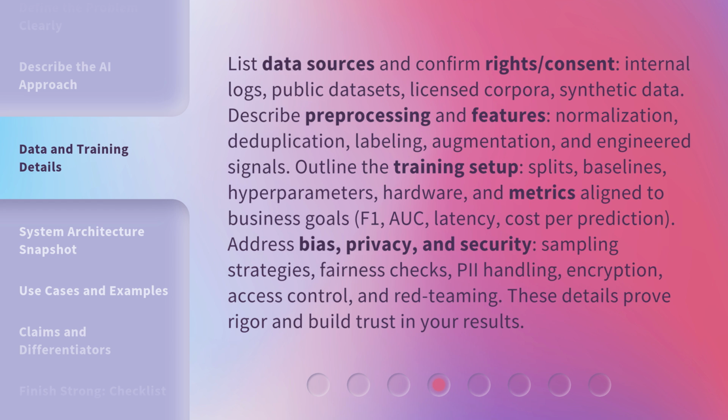Outline the training setup: splits, baselines, hyperparameters, hardware, and metrics aligned to business goals. F1, AUC, latency, cost per prediction. Address bias, privacy and security: sampling strategies, fairness checks, PII handling, encryption, access control, and red teaming. These details prove rigor and build trust in your results.